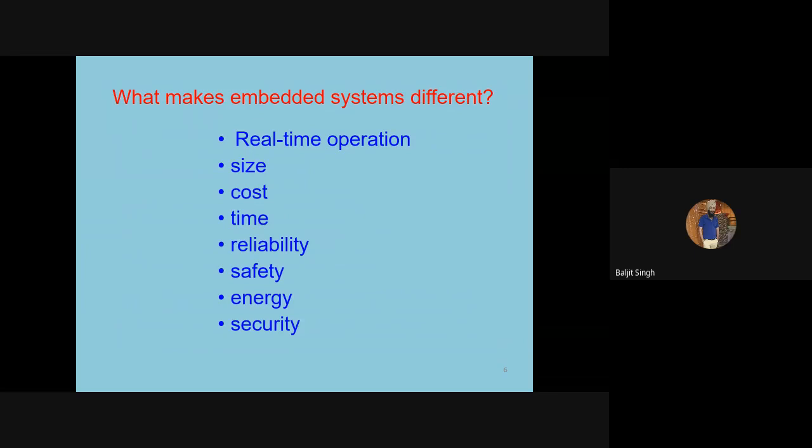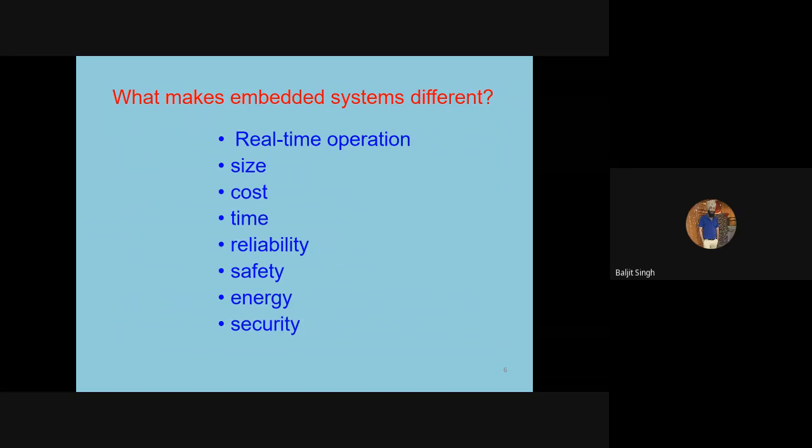If some event is happening, and you cannot capture the photograph of that event on the spot, then there is no use of your mobile phone or any other camera, any embedded system for that matter. Then their size: embedded systems, even if they are used in industry or anywhere else, the size of the system is quite less as compared to dedicated computers.